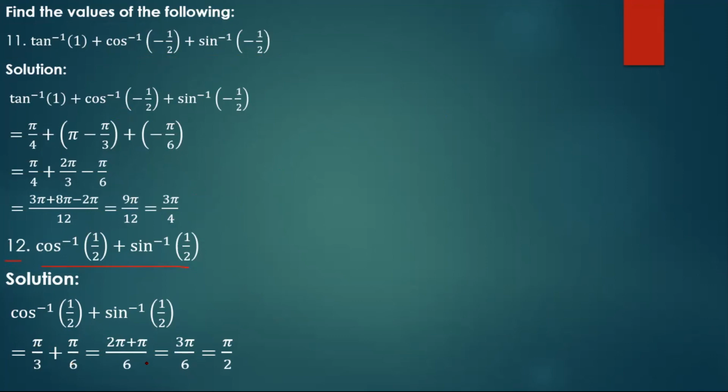LCM when we take, what happens? We get 6 as LCM. So 6 by 3 is 2, 2 into pi is 2 pi. 6 by 6 is 1, so 1 into pi is pi. So 2 pi plus pi by 6, that is 3 pi by 6. So 3 and 6 get cancelled. So what is remaining? Pi by 2.